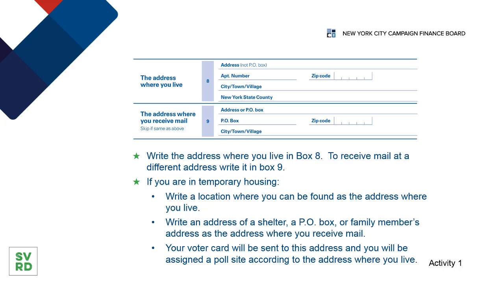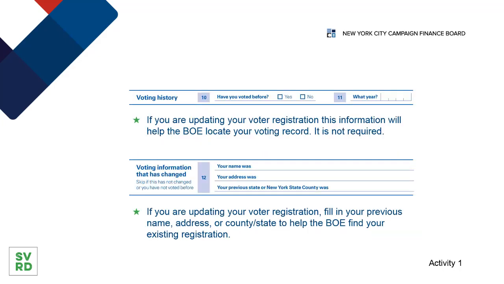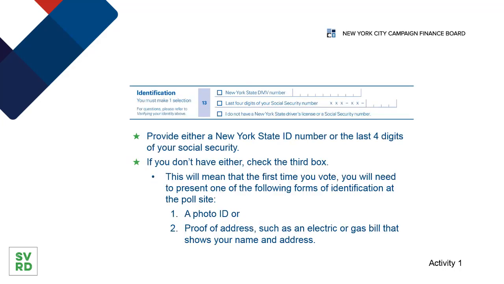If a student is in temporary housing, they can write a location where they can be found as the address where they live. Write an address of a shelter, a P.O. box, or a family member's address as the address where they receive mail. Their voter card will be sent to this address, and they will be assigned a poll site according to the address where they live. Most students will not need to worry about Sections 10, 11, and 12. If they are updating their voter registration, this information will help the Board of Elections locate their voting record, but it is not required. Section 13 is required.